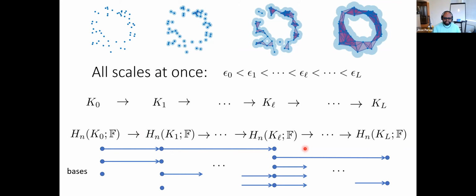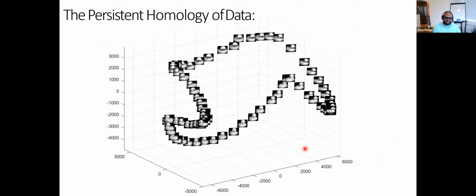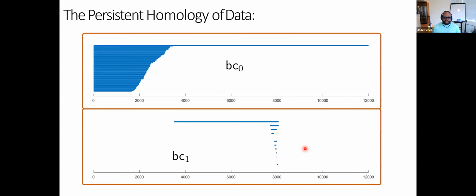Okay, so going back to the circular data set, I went ahead and did the procedure that I described. I looked at the data at all scales. I computed the homology in dimensions 0 and 1, and I tried to see how the homology changed across scales. And here's what I got. The horizontal blue lines, think of them as the arrows I showed you two slides ago.